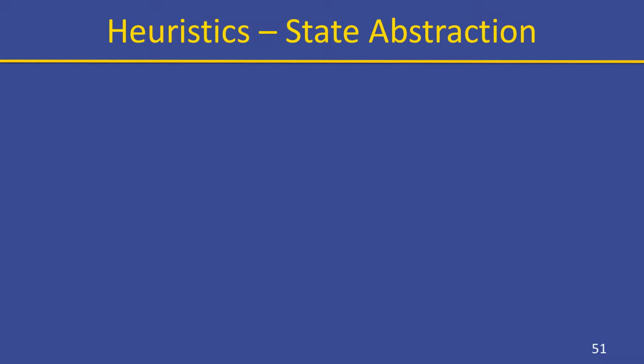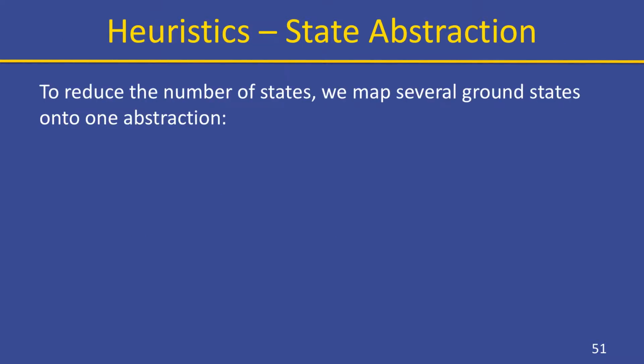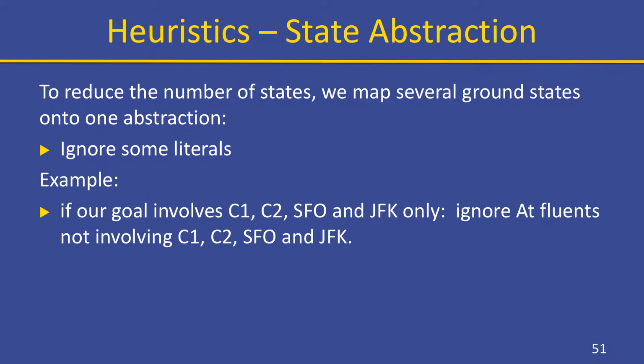To reduce the number of states, we map several ground states into one abstraction. We do that by ignoring some literals. For example, in our cargo problem, if our goal involves C1, C2, SFO, and JFK only, we can ignore all fluents that do not involve C1, C2, SFO, and JFK.